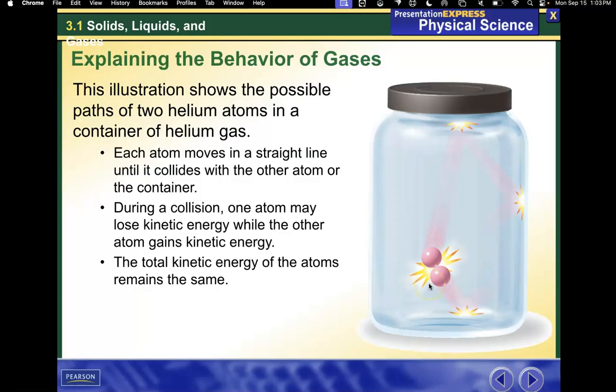This illustration shows the possible paths of two helium atoms in a container of helium gas. Each atom moves in a straight line until it collides with the other atom or the container. During a collision, one atom may lose kinetic energy while the other atom gains kinetic energy, but the total kinetic energy of the atoms remains the same. So if this one loses, that one gains, and so forth, as the particle hits the sides of the container. If it loses kinetic energy, the particle picks up that energy. If the energy gets too great, obviously the glass would break.